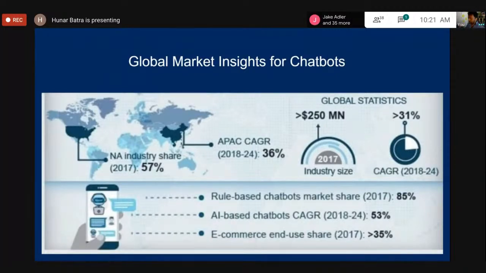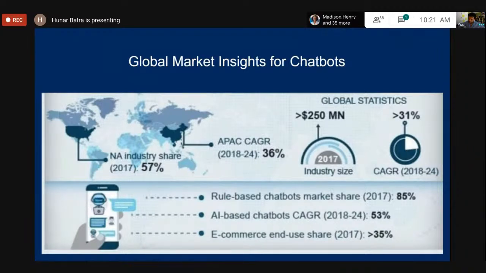So now I'll talk about some of the global market insights for chatbots. From booking flights to helping diagnose medical issues, chatbots are literally all around us. What's more is that the presence of chatbots in our daily lives will only increase in the near future.